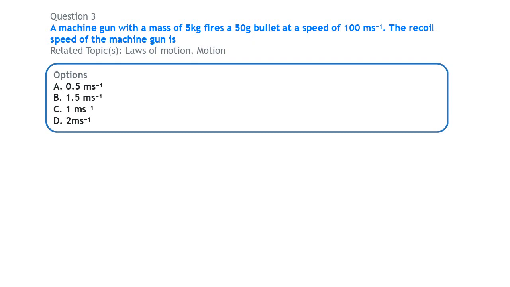Next question: a machine gun with a mass of 5 kg fires a 50-gram bullet at a speed of 100 meters per second. The recoil speed of the machine gun is: 0.5 meter per second, 1.5 meter per second, 1 meter per second, or 2 meter per second.